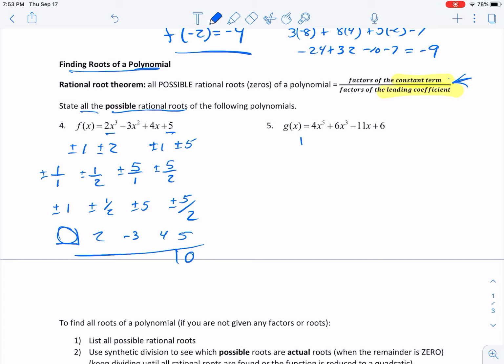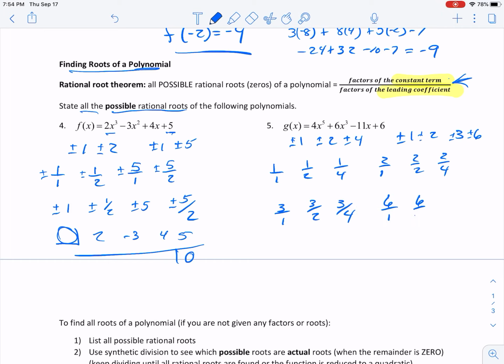So you have plus or minus 1, plus or minus 2, plus or minus 4, plus or minus 1, 2, 3, and 6. There's a lot of choices on this one. So I do it in order. 1 over 1, 1 over 2, 1 over 4, 2 over 1, 2 over 2, 2 over 4, 3 over 1, 3 over 2, 3 over 4, and 6 over 1, 6 over 2, 6 over 4. Remember, there's a plus or minus in front of all of them, and I cross out anything that's a duplicate.